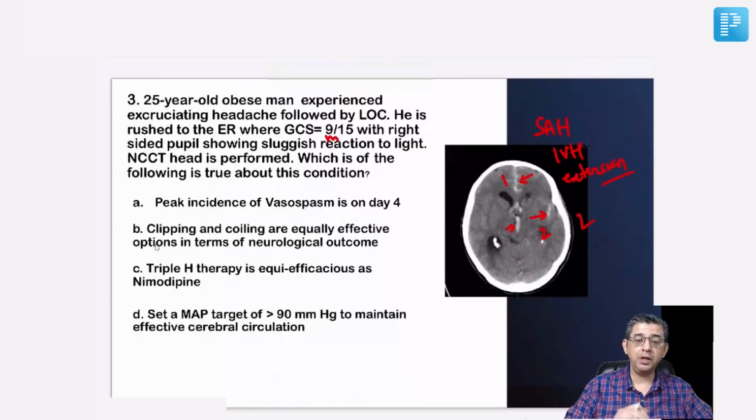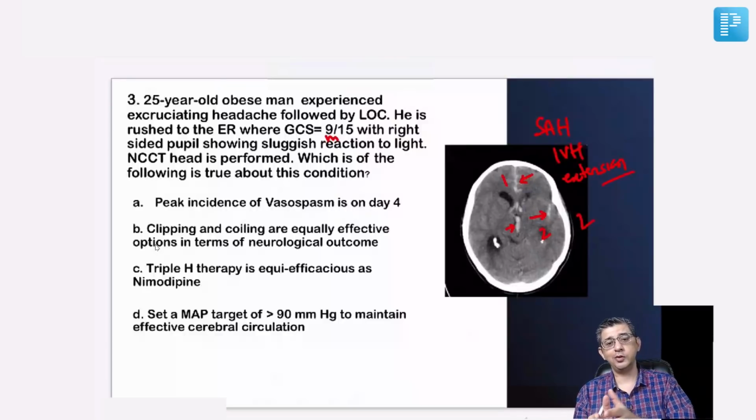Option A says peak incidence of vasospasm is on day 4. Well, this is what you need to read up. Vasospasm takes time to develop. Initially there's a bleed, then there is a protective vasospasm. The peak incidence of vasospasm is usually around the 6th or 7th day. So option number A is a wrong statement. Why? Because this peak does not occur immediately.